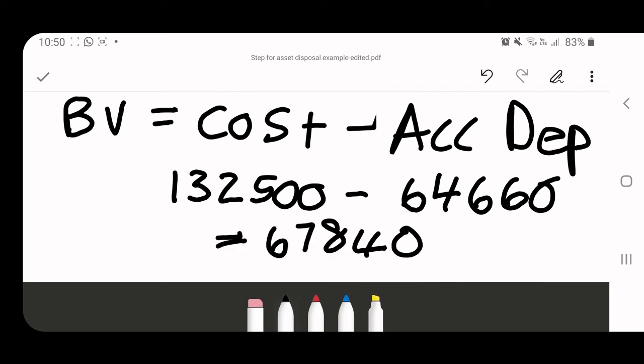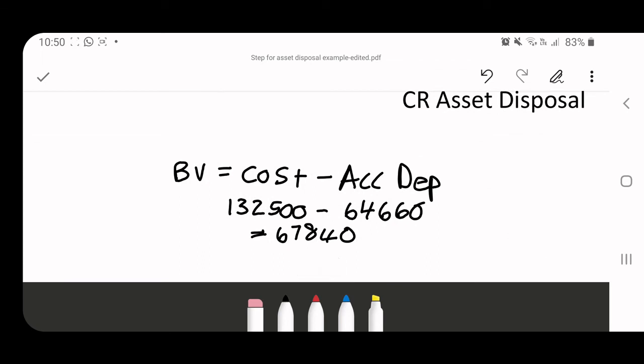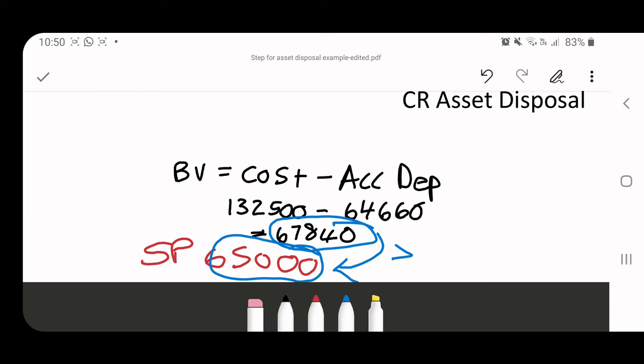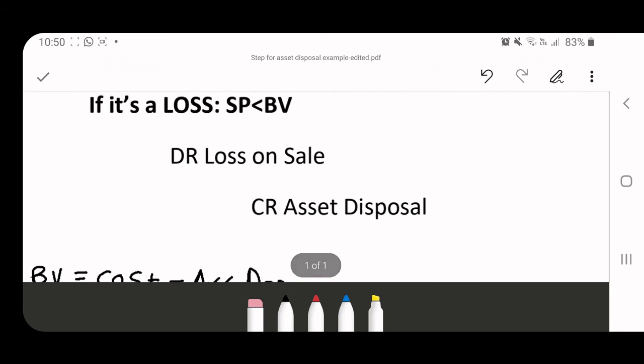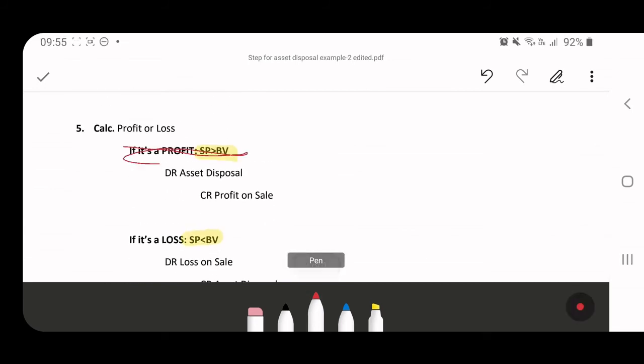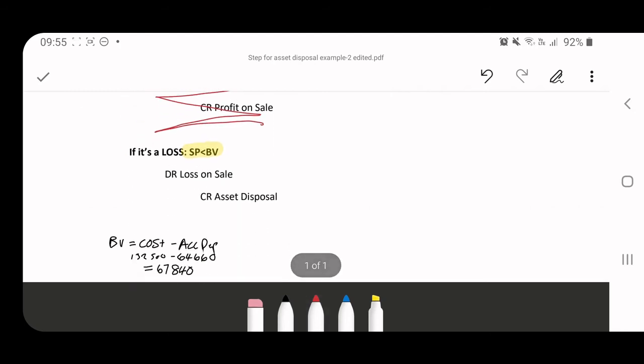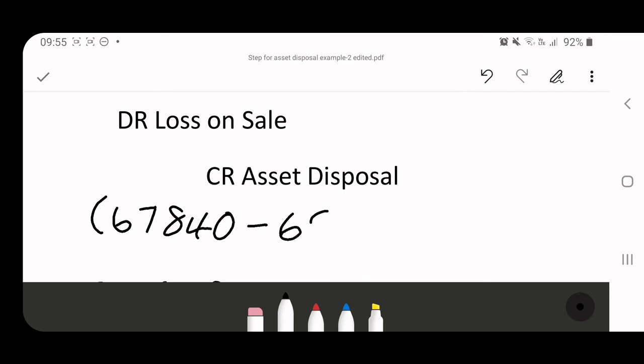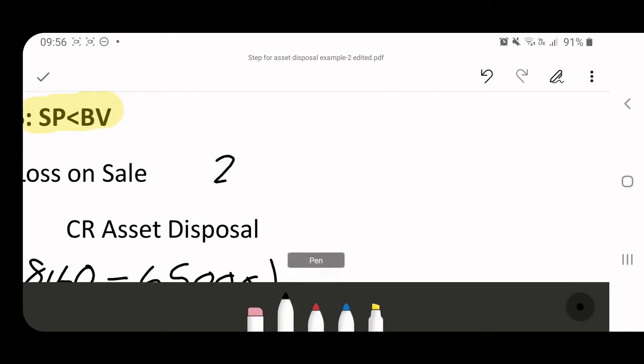This is going to give you a book value of 67,840. As you can see, we sold this asset for 65,000, so this figure is greater than the selling price of 65,000. Now you know that the selling price is less than the book value, so we made a loss. We made no profit at all. To calculate the loss, we take our book value of 67,840 minus what we sold it for, 65,000, which gives you a loss on sale of 2,840.